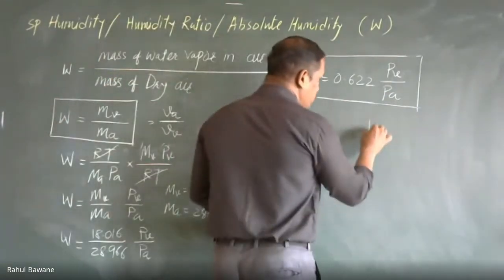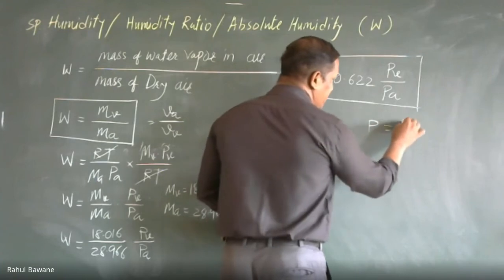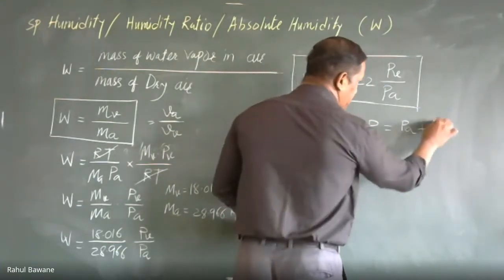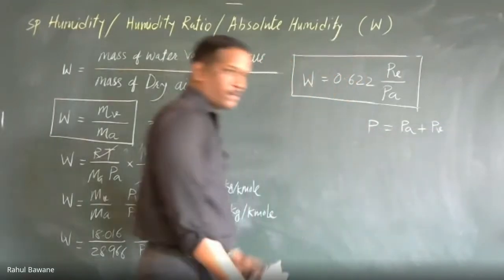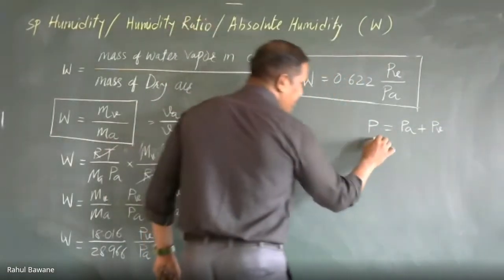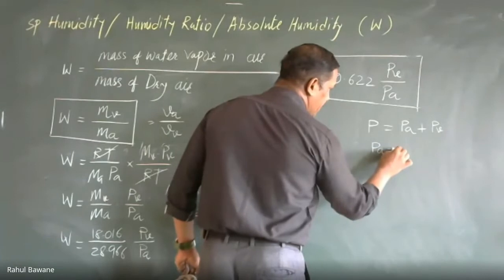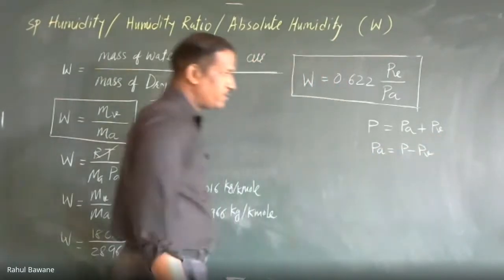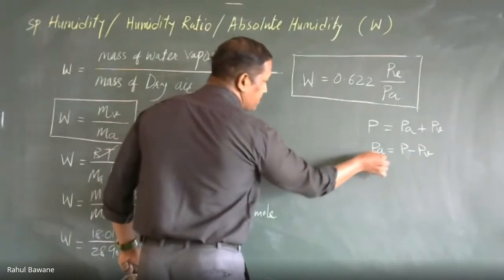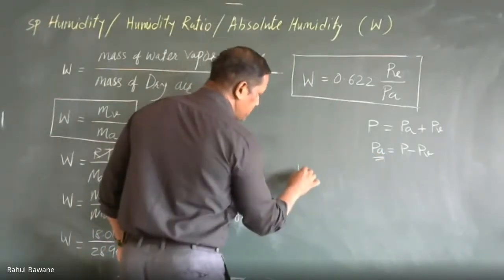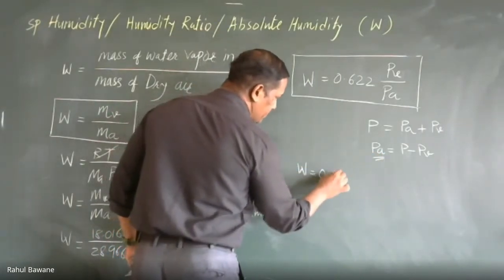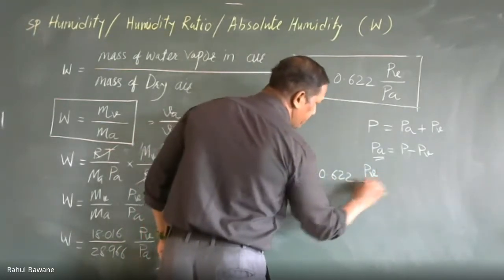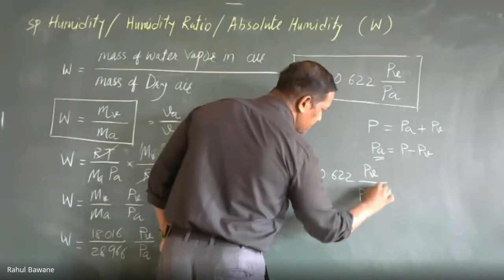Now we know the total pressure of air will be the addition of the partial pressure of dry air plus the partial pressure of water vapor. If I replace the partial pressure of dry air, it becomes P minus the partial pressure of water vapor. So I am just replacing this Pa. So specific humidity is 0.622 Pv divided by P minus Pv.